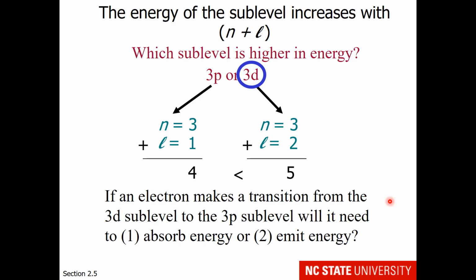Going back to the ideas of absorption and emission, if you have an electron that makes a transition from the 3D sublevel to the 3p sublevel, what will it be doing, absorbing or emitting? It's going from 3D, which corresponds to 5, to 3p, which corresponds to 4. That would be emission.